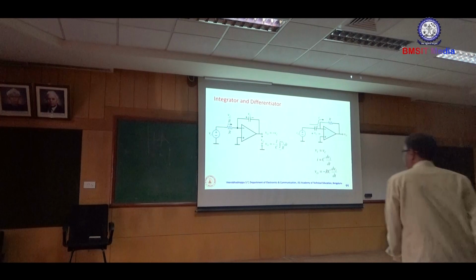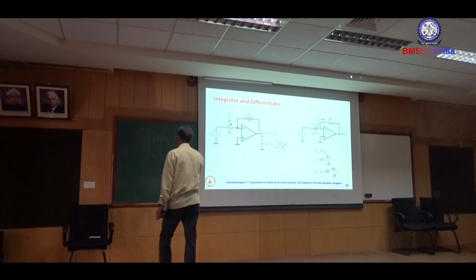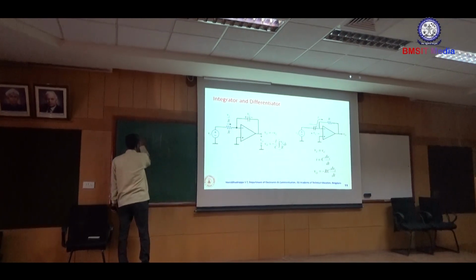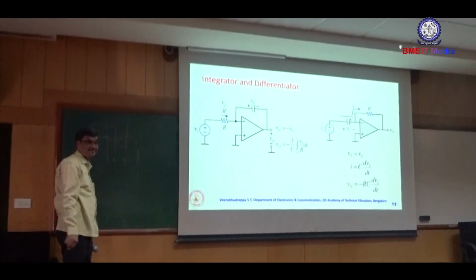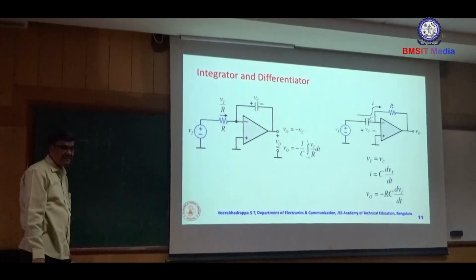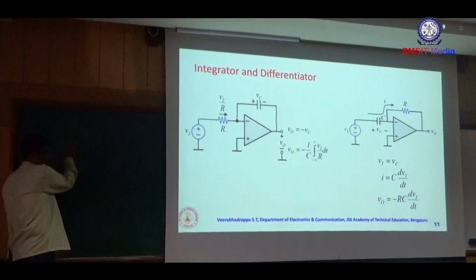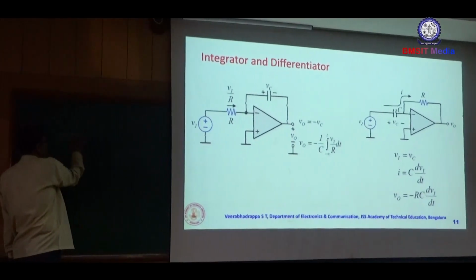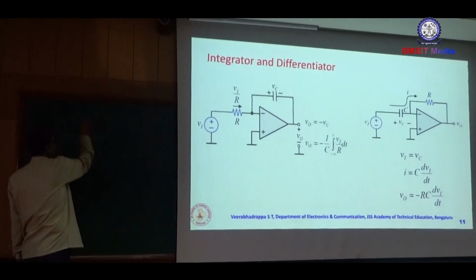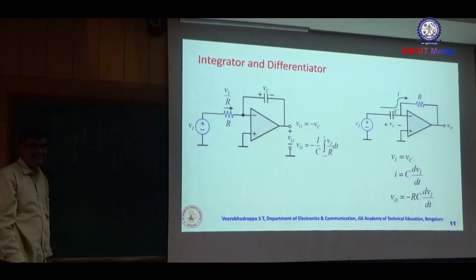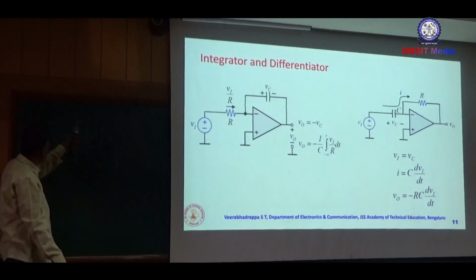But what is the voltage at this point? Initially this is the voltage. Okay? What is the voltage at this point? 0. What is the voltage immediately after 0? What is the voltage? Some plus 1. Isn't it? What is the differentiation between these two?